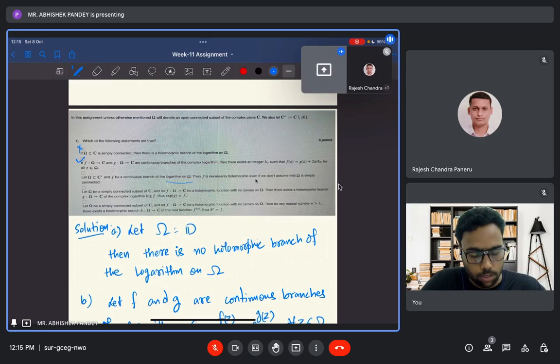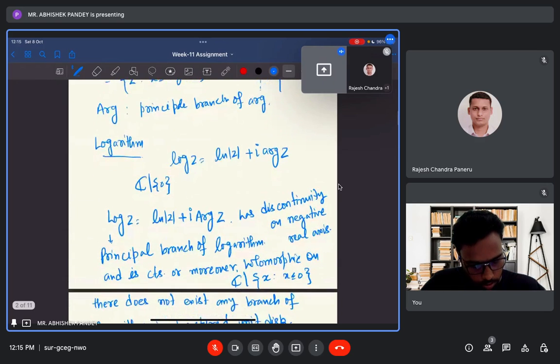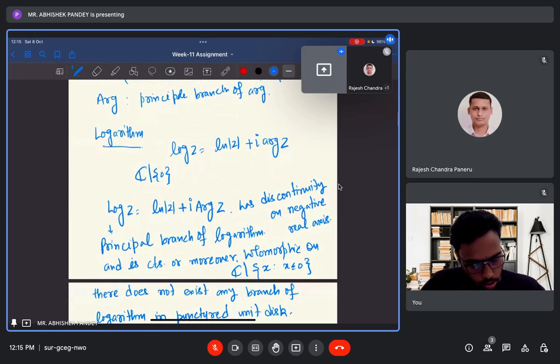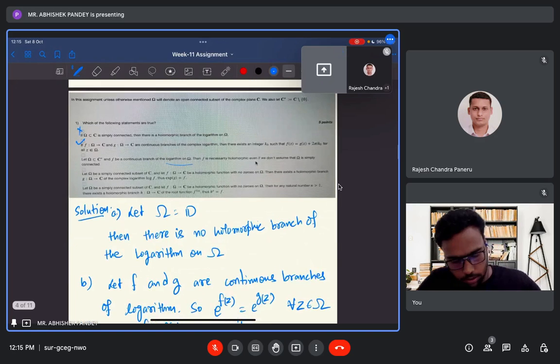You can prove it by the Cauchy-Riemann equations, and also the way I have mentioned here, any branch of the logarithm is holomorphic only. So if there exists a branch of logarithm on a domain, it will be holomorphic. So this is also true.